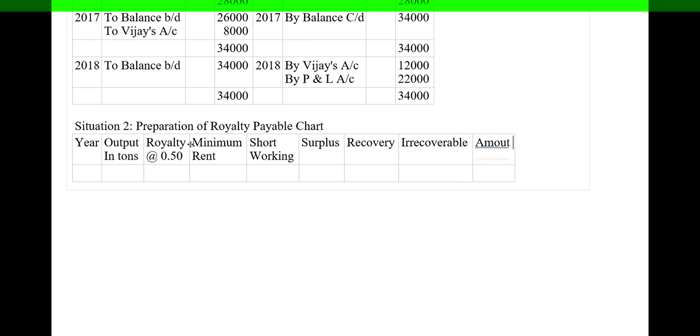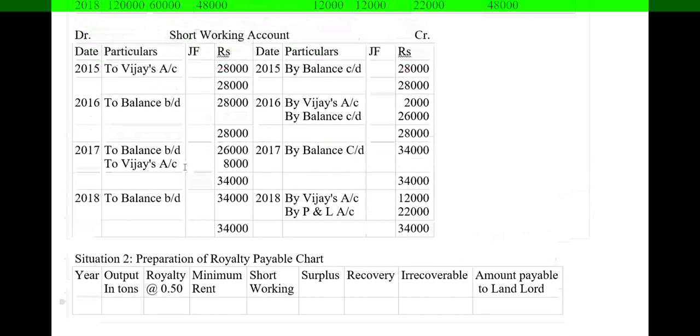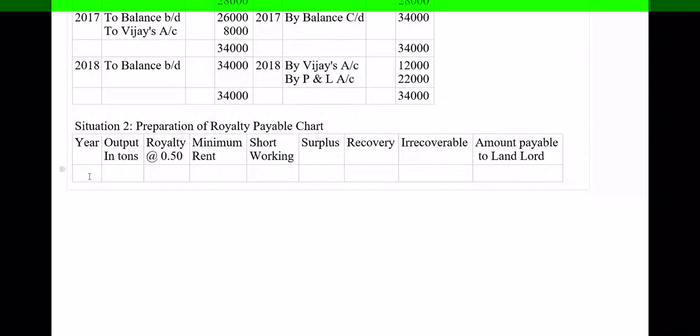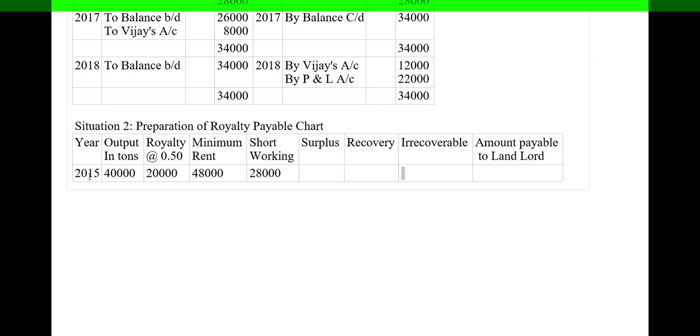then amount payable to landlord. So now you see in situation 2, we have got the right of recoupment only in the next 2 years. So now let us go for preparing the royalty chart. So 2015, the output is 40,000 tons. So the royalty will be 20,000, whereas the minimum rent is 48,000. So here we have got a short working of rupees 28,000. There is no surplus, no recovery. Amount payable will be 48,000.